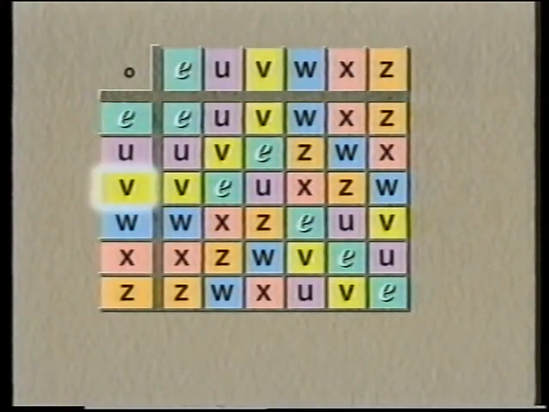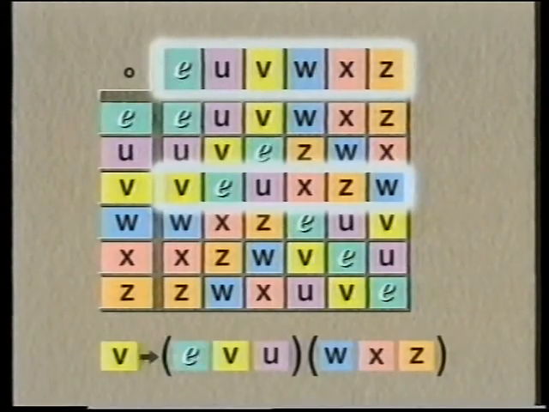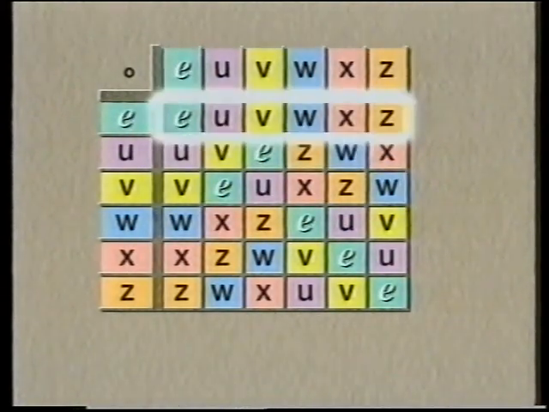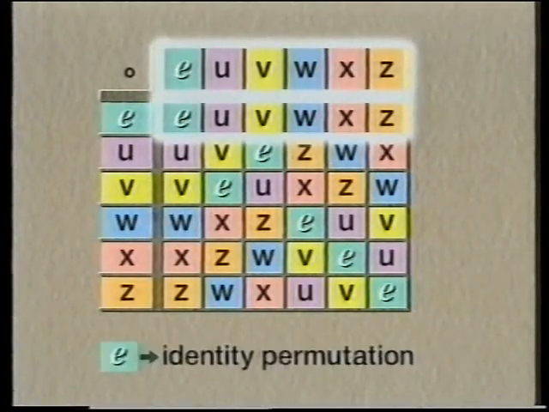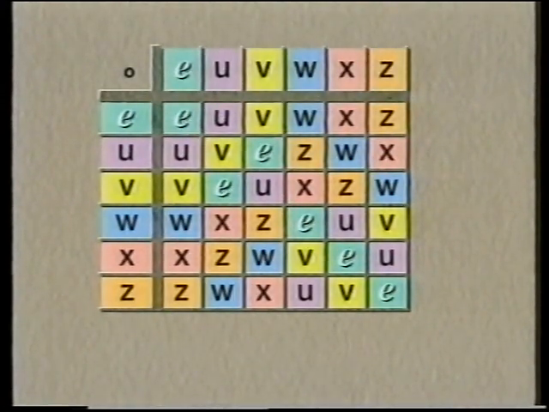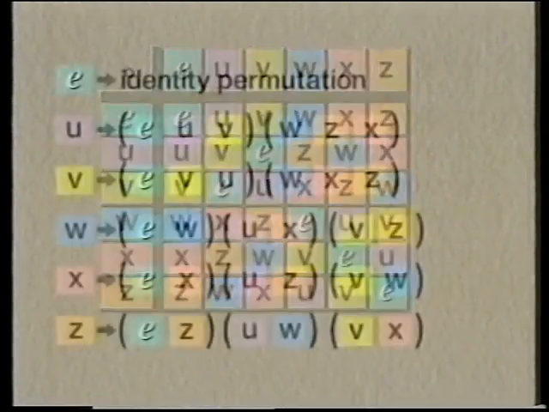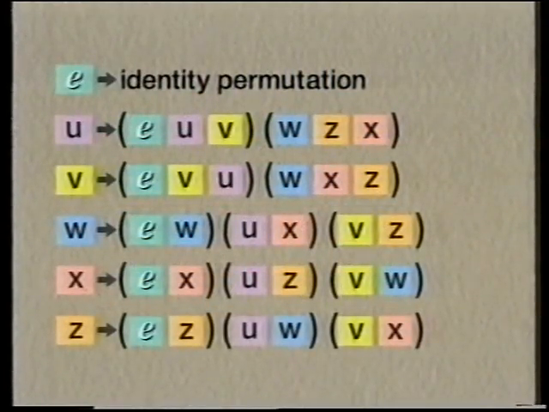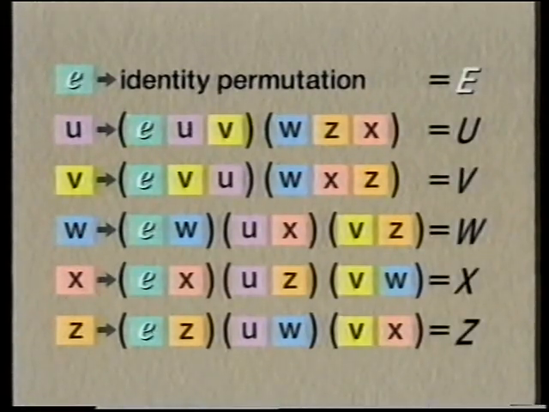Here's another example. This time, from element V, we get a product of 3 cycles. And for the identity element E, we get the identity permutation. And so on. In the end, from the 6 rows of the table, we get these 6 permutations. Each permutes 6 symbols, so is an element of S6. Let's call each one by the corresponding capital letter. Now, do these 6 permutations form a group, and is it isomorphic to our original group?